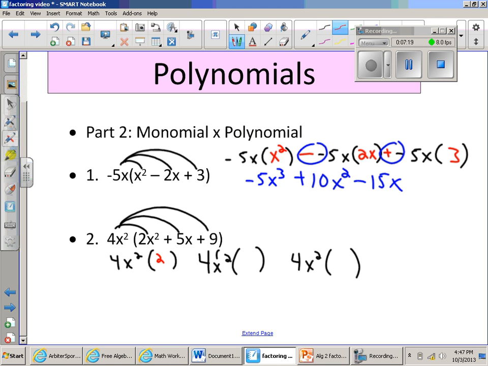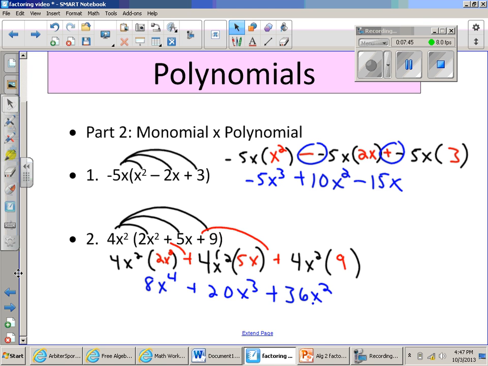2x squared in the first parenthesis for the first term, 5x in the second, 9 in the third. We bring our plus down, and our plus down. Now 4x squared times 2x squared is 8x to the 4th, 20x cubed plus 36x squared. Look to see if you have any like terms, and we don't here. Remember, if we have a calculator, we need to check by putting the problem in Y1 and our answer in Y2 and go to our table to see if they match.